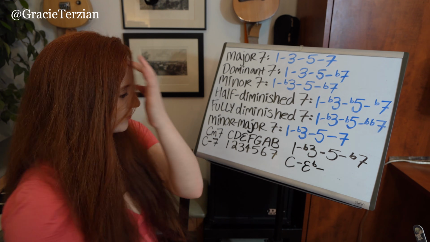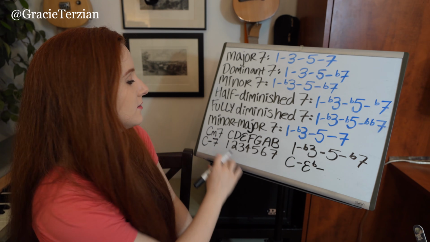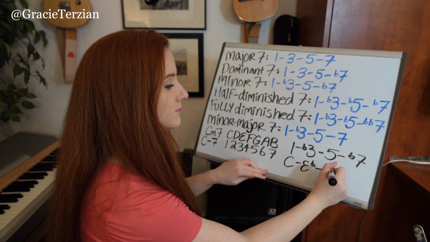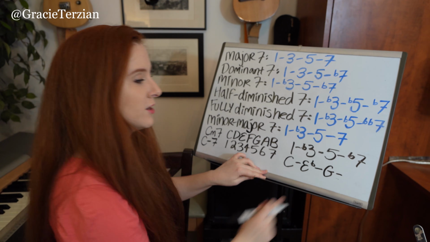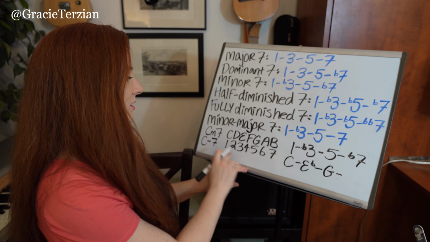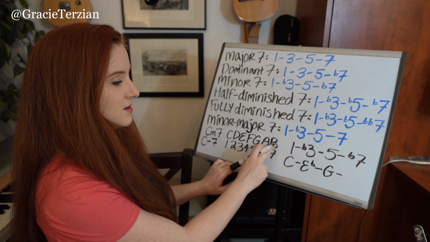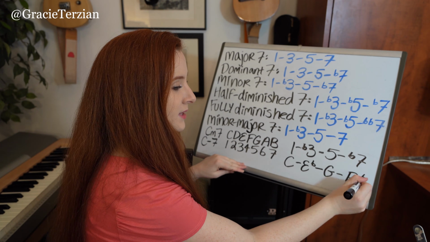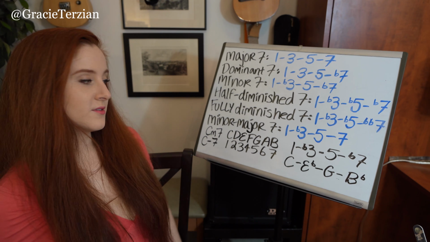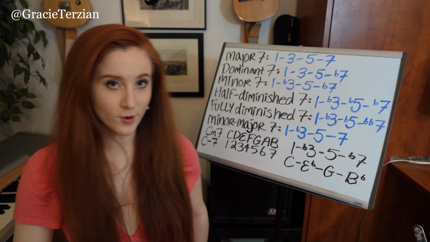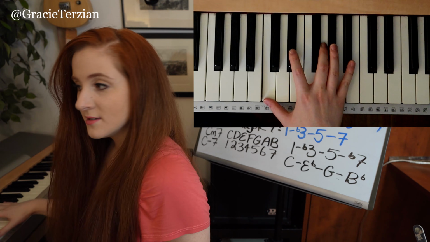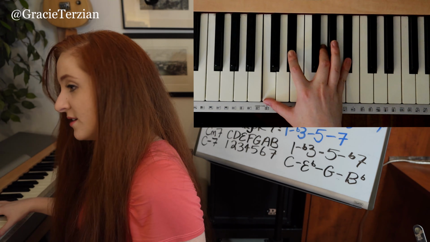Okay, what is the 5th degree? The 5th degree is G, right? So just good old G. And what about flat 7? Well, what's the 7th? The 7th is B. Then we flatten it, so it becomes B flat. And voila, these are the notes in our C minor 7 chord. C, E flat, G, and B flat. So let's listen. C, E flat, G, B flat.